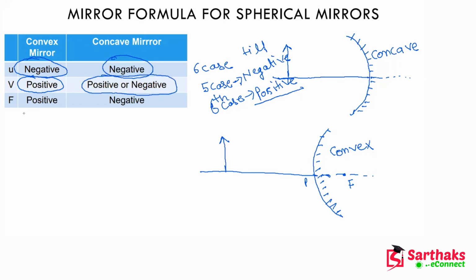Now let's talk about the focal length. The focus of a concave mirror is at the left side, so in the case of a concave mirror, it is negative. But the focus of a convex mirror is at the right side, so it will be taken as positive. It is as simple. So this is the sign convention in the cases of concave and convex mirror. I hope you got it. Let's move on to the next slide.